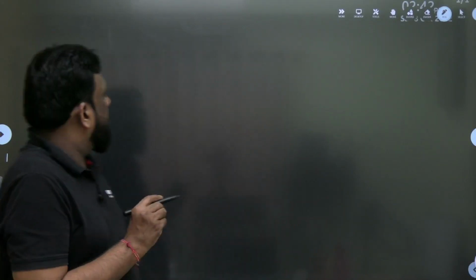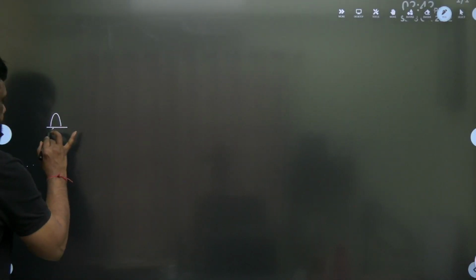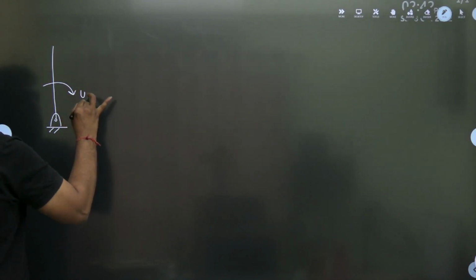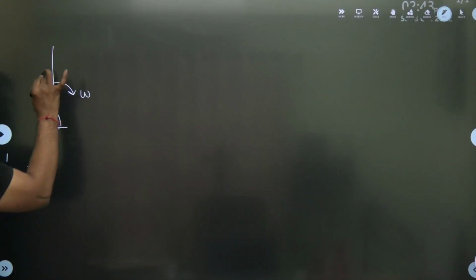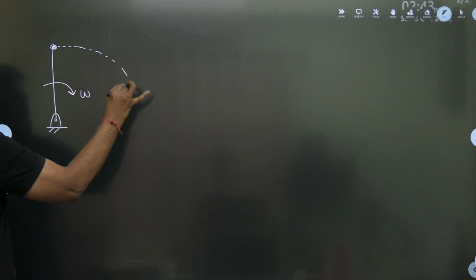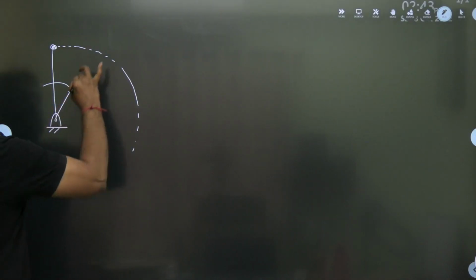So let us observe clearly. What is happening? Let us take a link, and let it be rotating at an angular velocity omega. My dear students, take one point. Let us assume it is under pure rotation. After some time, let it reach this position.